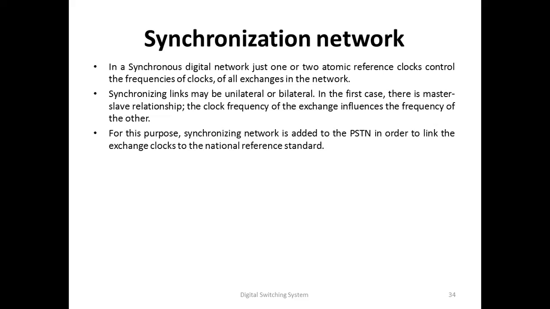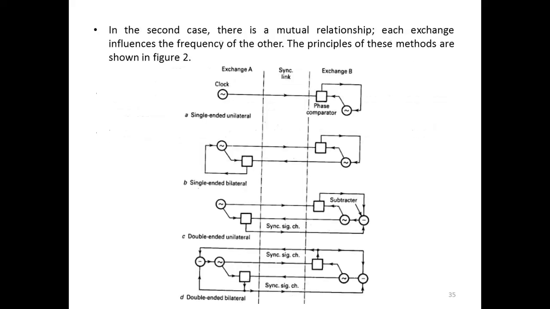This is known as asynchronous working. In the second case, there is a mutual relationship. Each exchange influences the frequency of the other. The principle of these methods is shown in figure 2. In this figure, single-ended unilateral, single-ended bilateral, double-ended unilateral and double-ended bilateral synchronizing methods are shown.